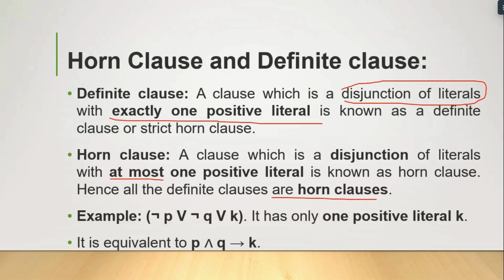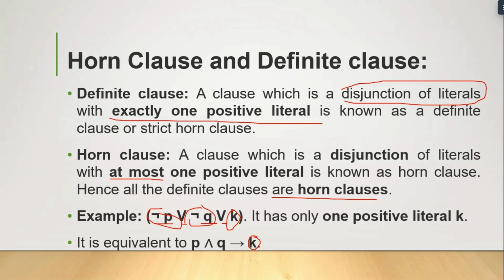The example of a clause form is: not P or not Q or K. Here we have two negative literals and one positive literal. This can be written as P and Q implies K. So this is what we call clause form. It helps when the sentences are in complex forms or negative forms, because we can convert them into positive forms with the help of this.